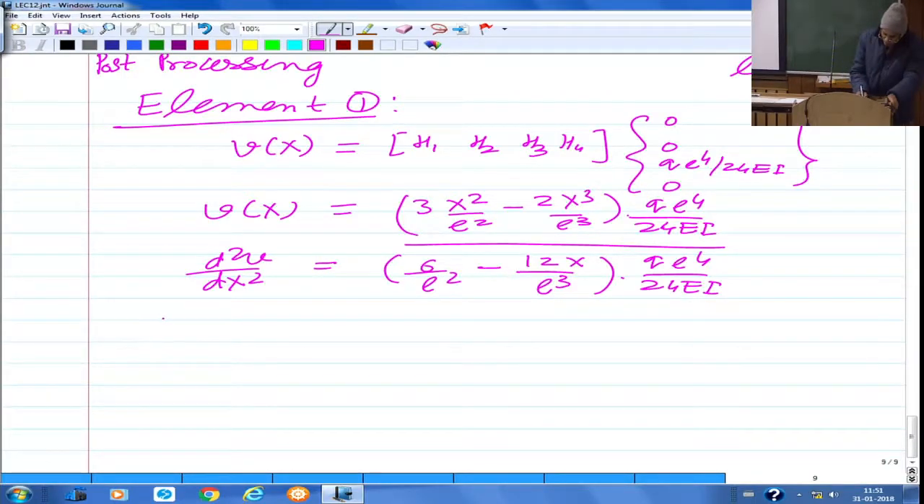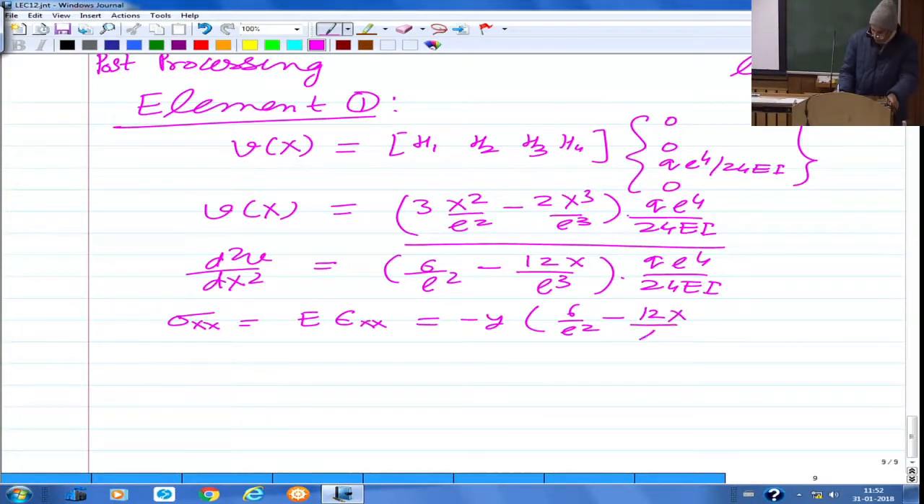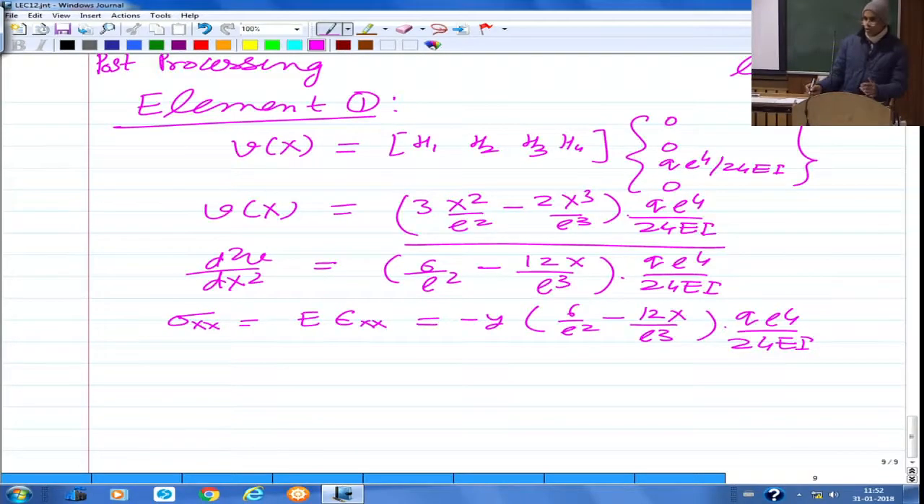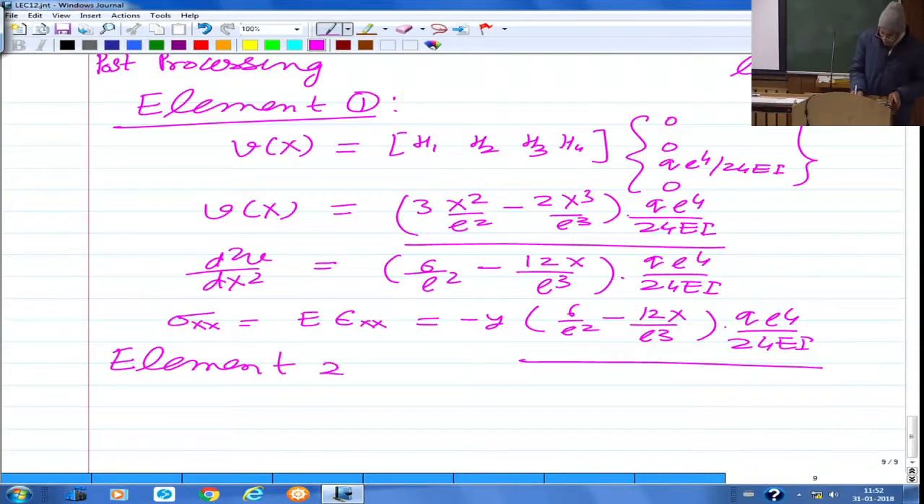Once you calculate this, then the strain and finally the stress, so let me say sigma xx would be E times epsilon xx, which is going to be E times minus y times this, so it would be minus y into 6/L² minus 12x/L³ into qL^4 upon 24EI. So this comes as your stress. Of course, it will also be in terms of y, at y equal to 0, on the neutral axis stress is 0, at top and bottom it is going to have maximum magnitude, and by putting the various values of capital X, you can calculate the stress. Of course, it is a linear function of x within the first element. So this is how you do these calculations, and similarly you can do for the second element.